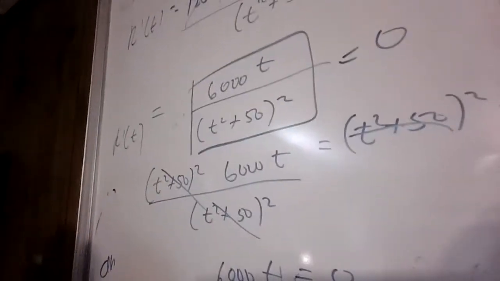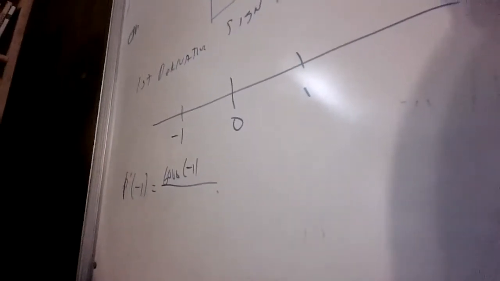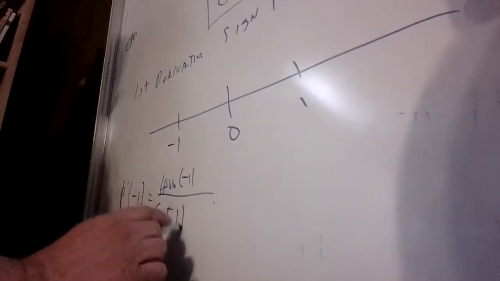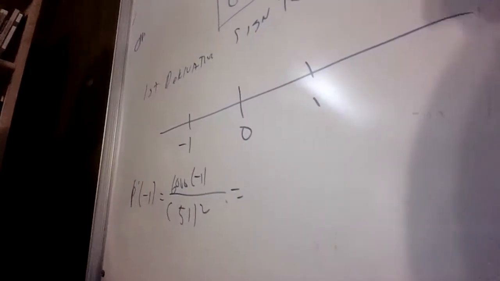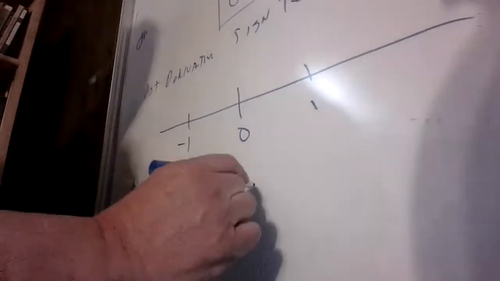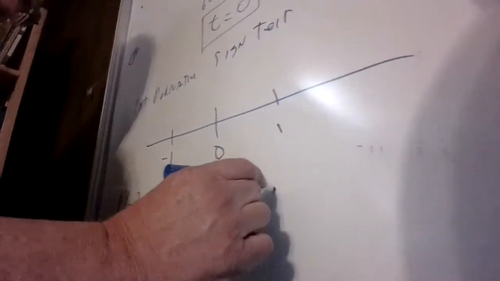is going to be 6,000 times minus 1 over t squared, minus 1 squared plus 50. So again, you get 51 squared. So this is going to be a negative, isn't it? No matter what it is, this is going to be a negative. I mean, you can solve it, but this is going to be a negative. That's going to be less than 0.